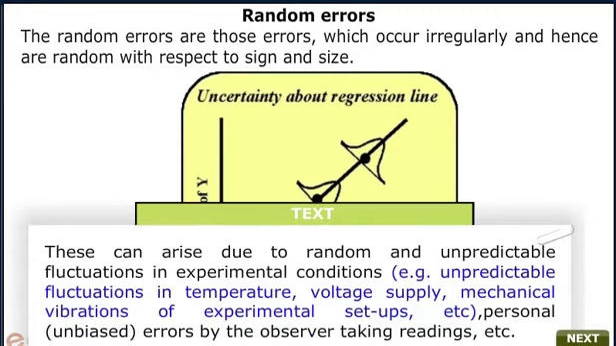These can arise due to random and unpredictable fluctuations in experimental conditions. For example, unpredictable fluctuations in temperature, voltage supply, mechanical vibrations of experimental setups, etc. Personal, unbiased errors by the observer taking readings, etc.